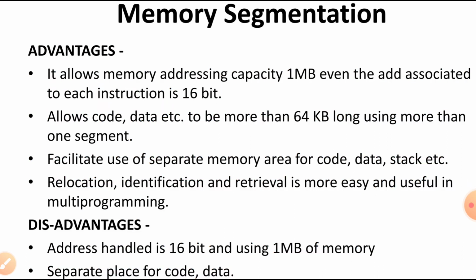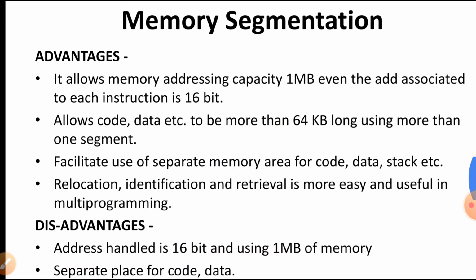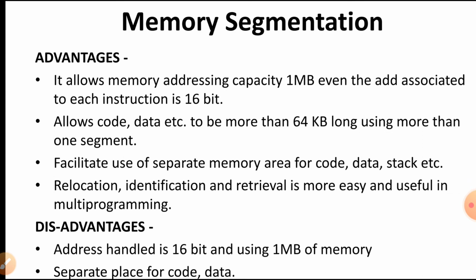Now, it allows code and data to be more than 64 kilobytes long by using more than one segment. Suppose we are writing certain code that cannot be stored in a 64 kilobyte segment; we can merge two segments for that purpose, because we have 16 segments of 64 kilobytes each in 1 megabyte of memory. Memory segmentation also facilitates the use of separate areas: code is separate, data is separate, stack is separate. So, there is less possibility of colliding different data or code, because they are all put in separate chambers.